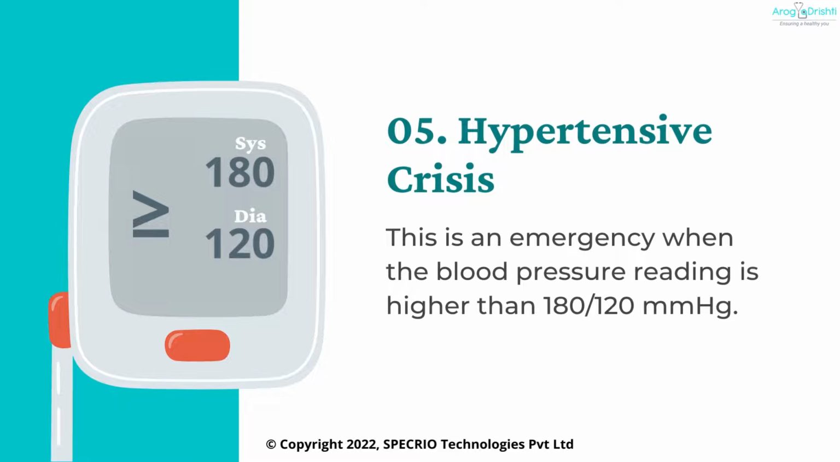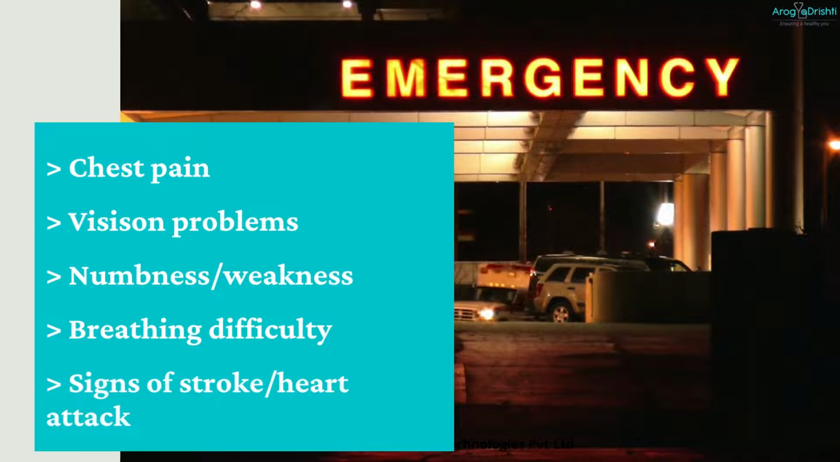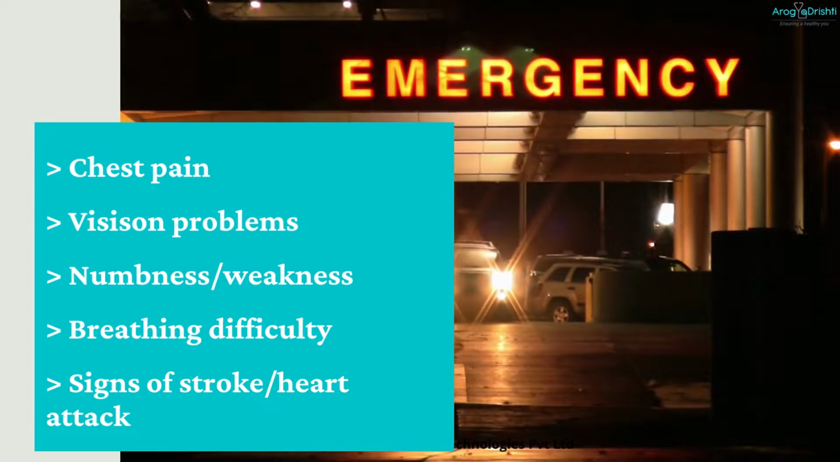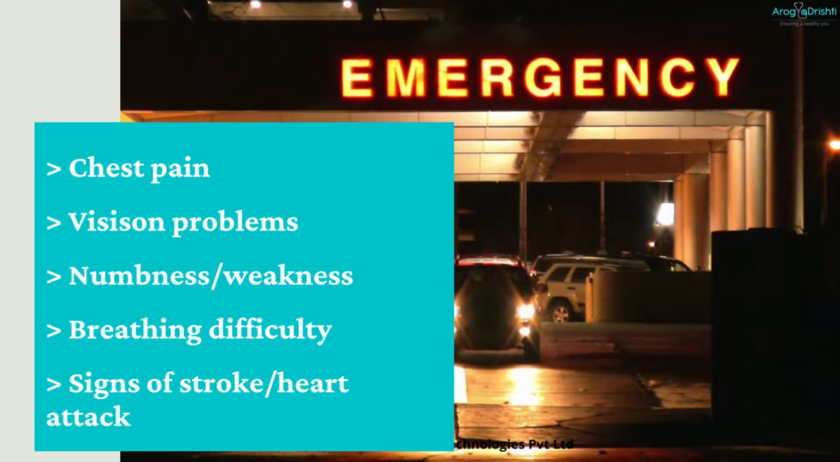Hypertensive crisis. This is an emergency. When the blood pressure reading is higher than 180 over 120 millimeters of mercury. Please note, if you get this result when you take your blood pressure at home, wait 5 minutes and retest. If your blood pressure is still high, contact your doctor immediately. If you also have a chest pain, vision problems, numbness or weakness, breathing difficulty, or any other signs and symptoms of stroke or heart attack, call for an ambulance or your local emergency medical number.